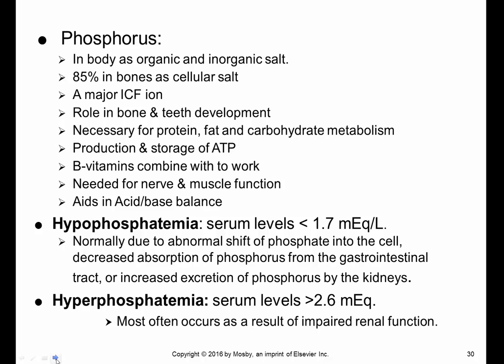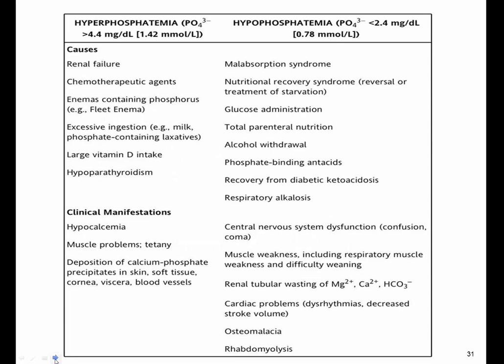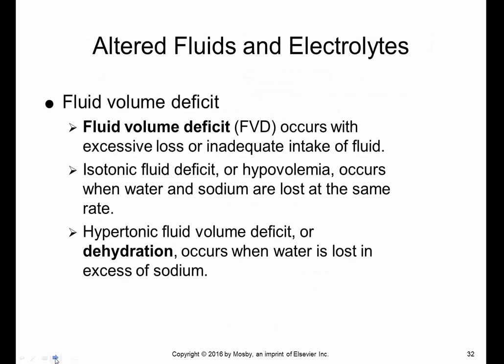So then there's phosphorus, which is in the intracellular fluid. It has a role in our bones and teeth. We know that it's necessary for metabolism and production and storage of ATP. We need it for nerve and muscle function, and phosphorus also helps with acid-base imbalances. And here, not such a nice little picture, but a flow chart of hyper- or hypophosphatemia and some of the causes and what clinical manifestations you might see with patients who have these particular electrolyte imbalances.